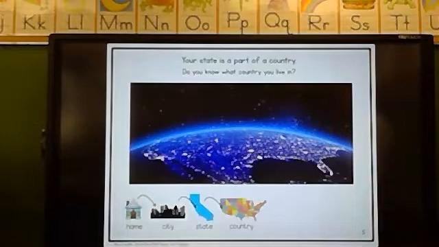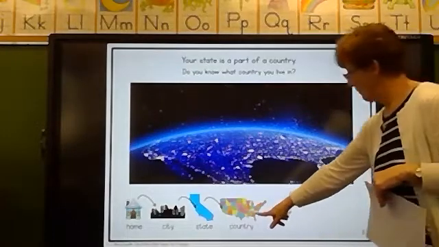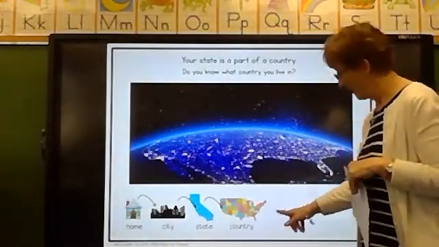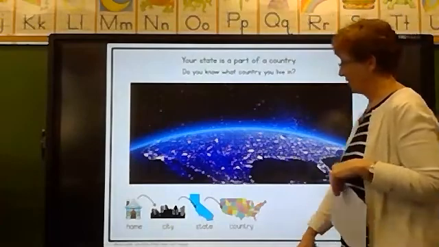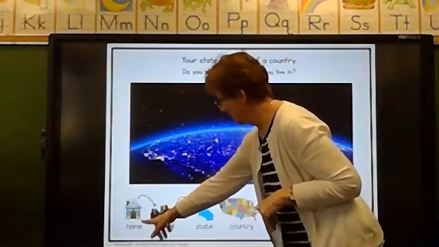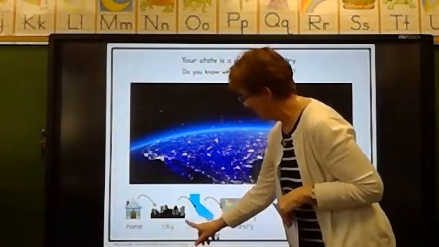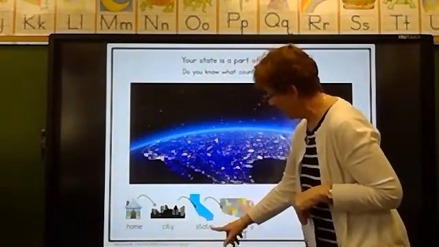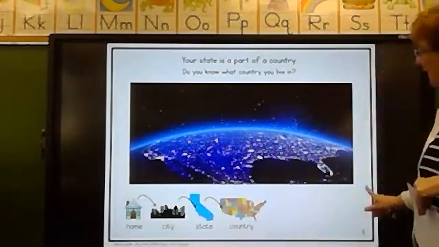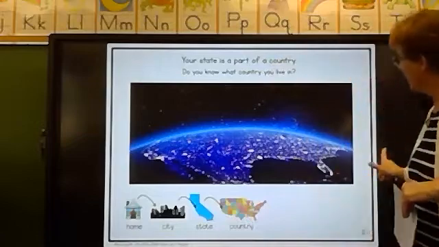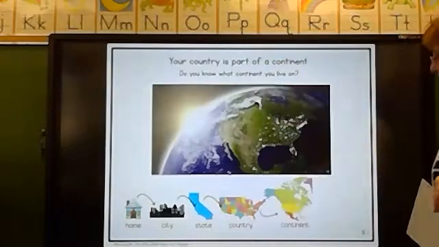Your state is part of a country. Do you know what country you live in? We live in, what is it? Yes, the United States. So you live in your home that has a number and a street. And that home is in a city, and that city is in a state, and that state is part of a country. And our state is Florida, and our country is the United States of America.